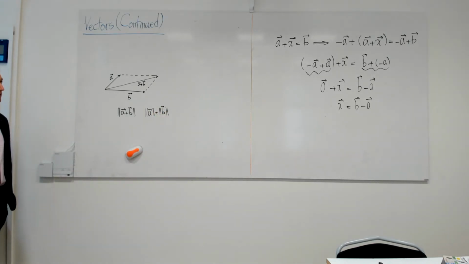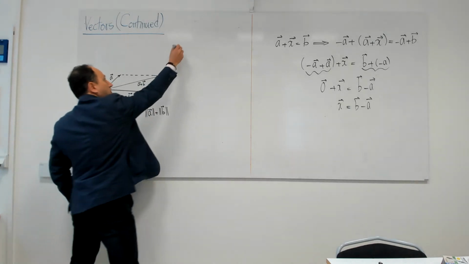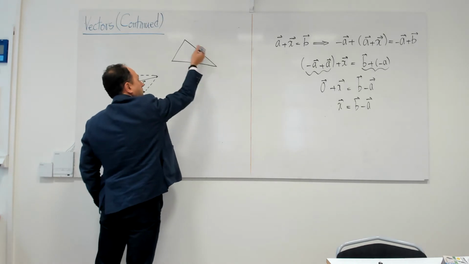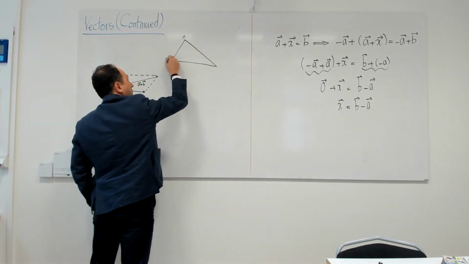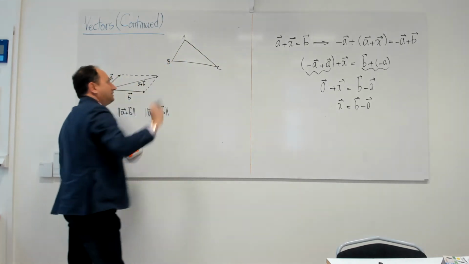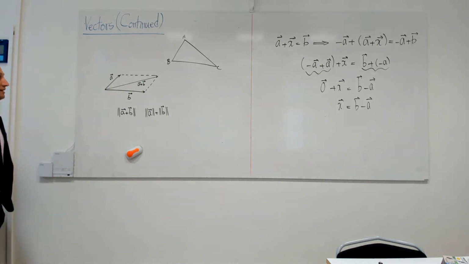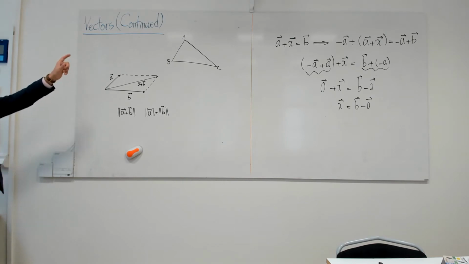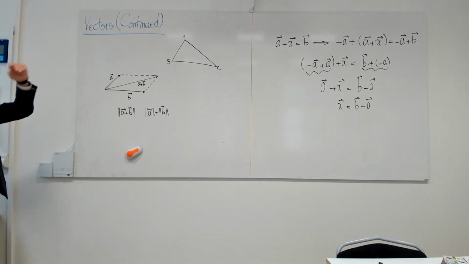I don't know, have you heard about this or not? So if you have a triangle, this is not related to vectors. This is just plain geometry. Of course, you need to convince yourself about this, but let us forget about that. If you have a triangle, the sum of two sides is always longer than the other side.